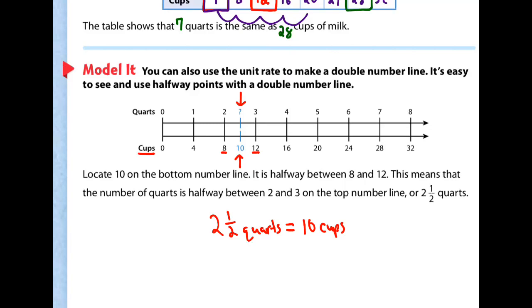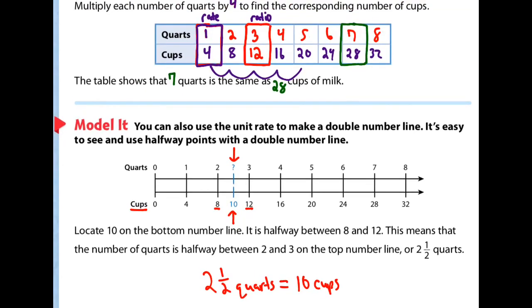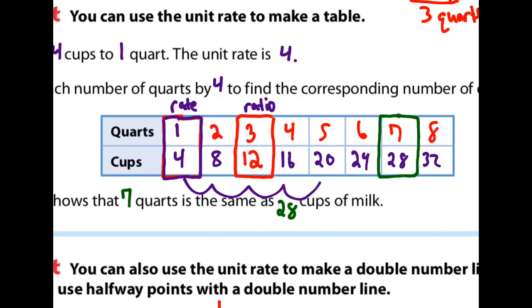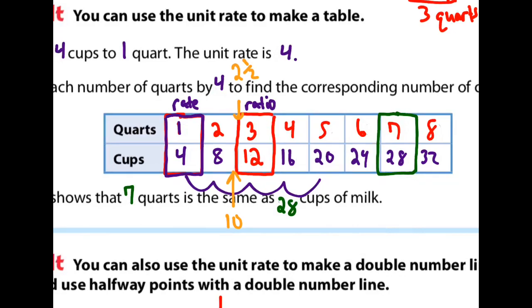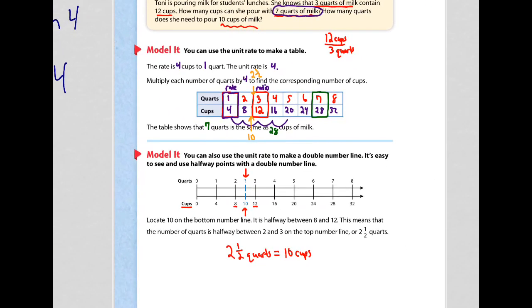Now I also want to point out that you could have done that halfway trick up here. Let me switch to orange this time, and make it darker. Yeah, that's better. So here's 8 and 12, so here's the halfway point, which would be 10. Here's 2 and 3, so halfway between 2 and 3 is 2.5. So it works for the table as well. So that's just going over the table and the double number line as strategies to convert units.